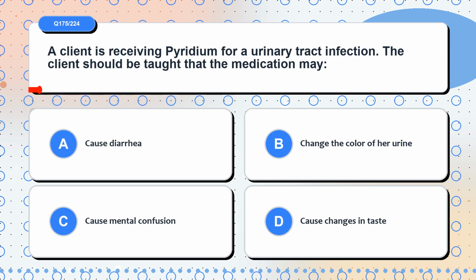Question 175. A client is receiving Pyridium for a urinary tract infection. The client should be taught that the medication may. Here are the options. Option A. Cause diarrhea. Option B. Change the color of her urine. Option C. Cause mental confusion. Option D. Cause changes in taste.